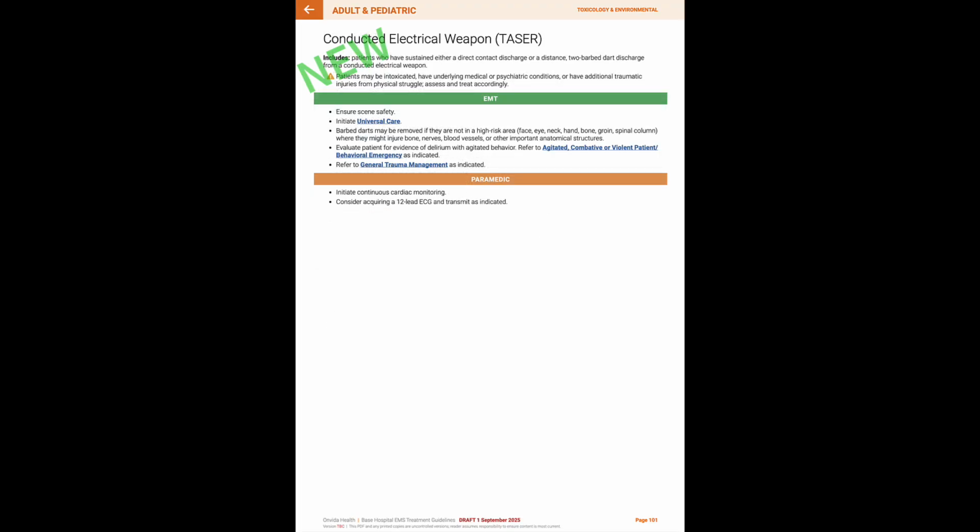This next page is also new. It covers patients exposed to a conducted electrical weapon, more commonly referred to as a taser. This includes both direct contact stun and the more common distance discharge using barbed darts. Be sure to keep in mind that these calls often involve patients who are under the influence of drugs or alcohol, having an underlying medical or psychiatric condition, or who were engaged in a physical struggle that may have resulted in additional trauma. Avoid tunnel vision and treat accordingly.